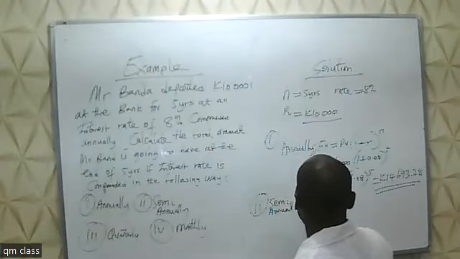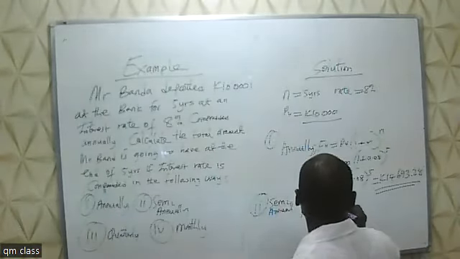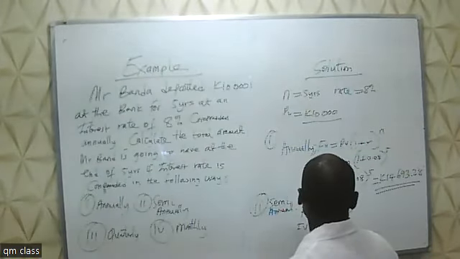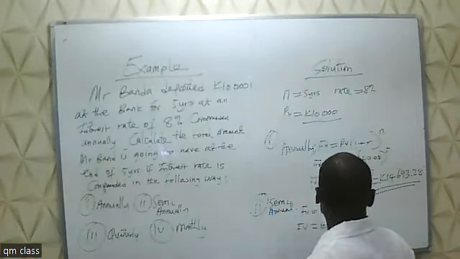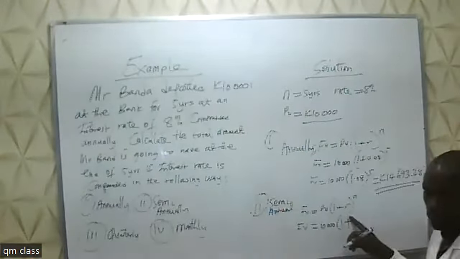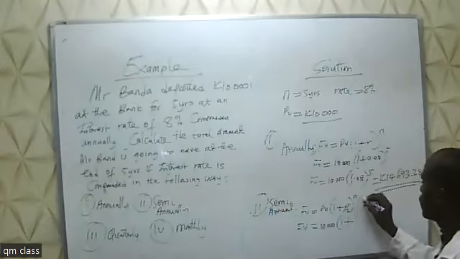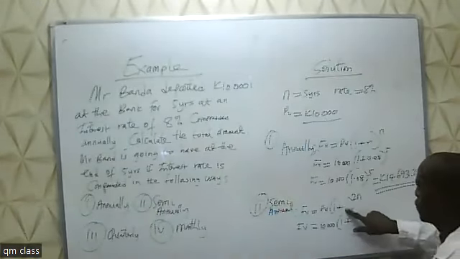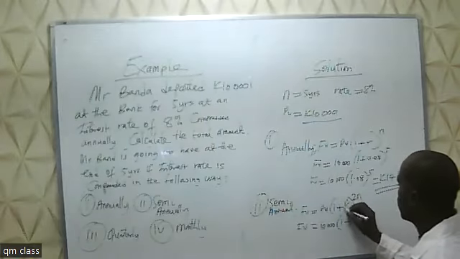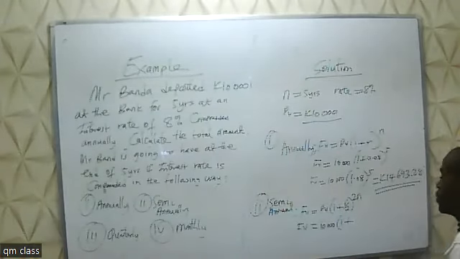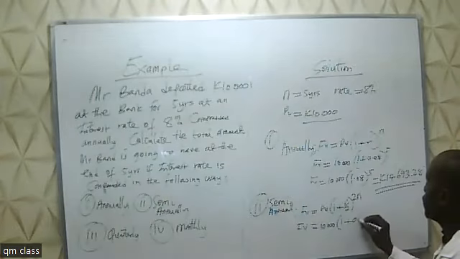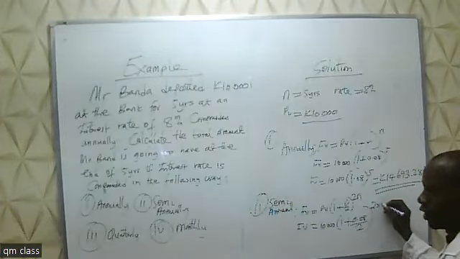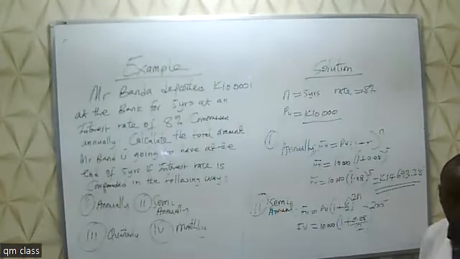So future value is equal to present value times (1 plus r) to the power n. Future value is equal to present value 10,000, then 1 plus the rate divided by 2. I gave you the formula. So it is r divided by 2, to the power 2n. So here the rate is 0.08 divided by 2, to the power 2 multiplied by 5. So that is what we have.